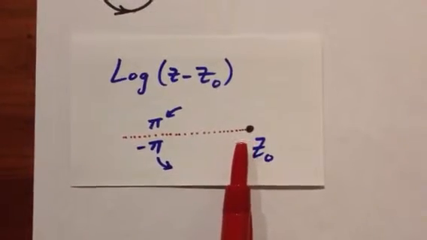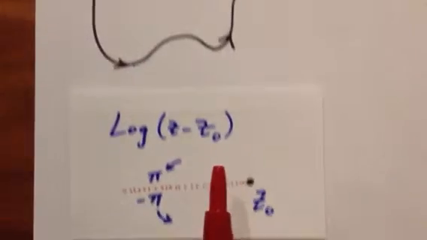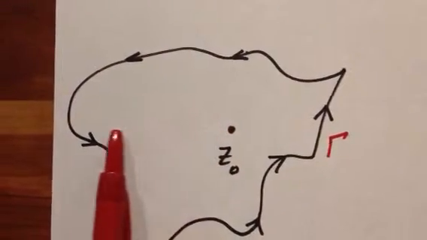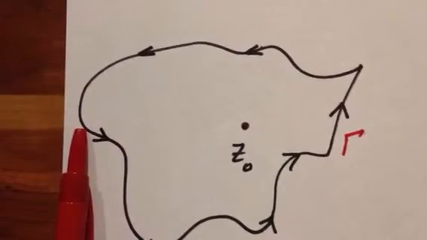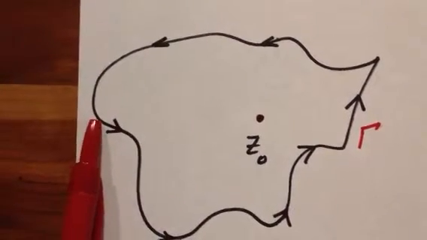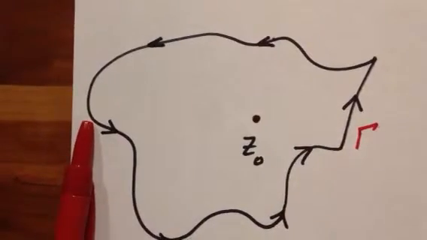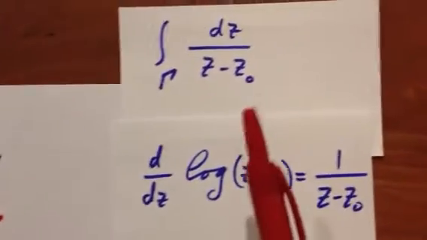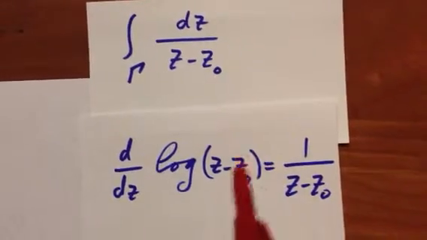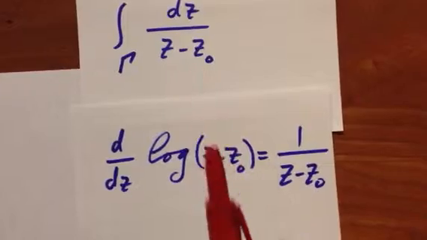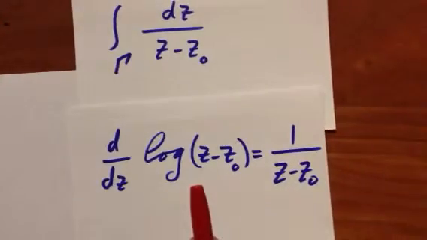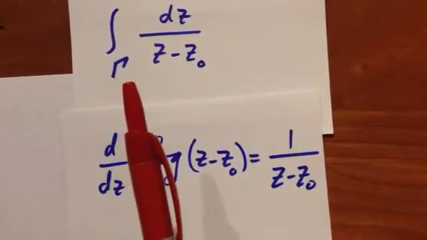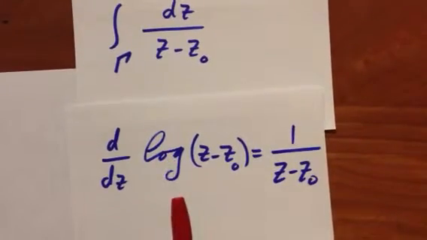Here the origin is shifted to z0. So on this contour, capital Log, or the principal log, is not analytic at this point. So remember, the most important hypothesis for the fundamental theorem is that the antiderivative exists on some domain containing gamma. In this case, it doesn't.